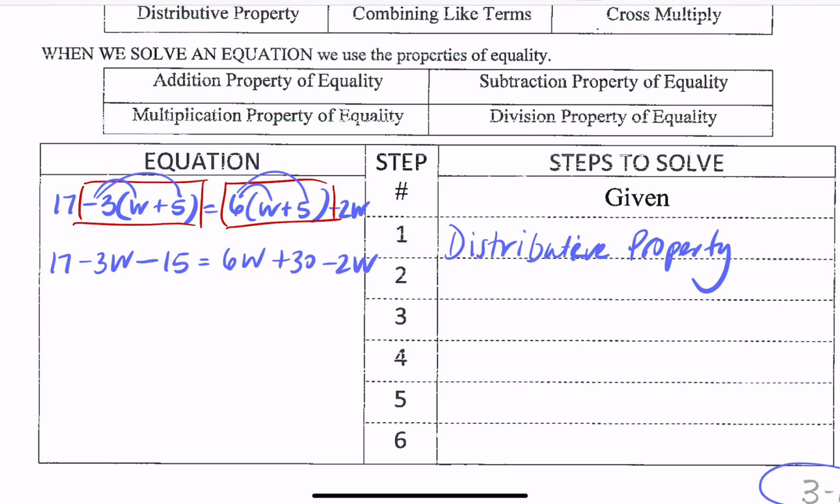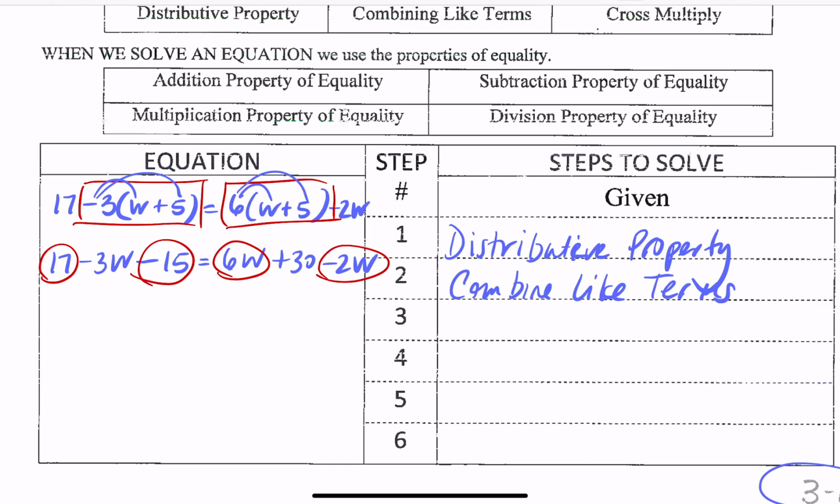Okay, so next step, combining like terms. I do have some like terms to combine. I'm going to write combine like terms because that's my next step. When I look, I have 17 and a minus 15 to combine on this left side, and on the right side, I have a 6w and a minus 2w. So on the left, I end up with 17 minus 15 is 2. And then I bring down my minus 3w equals 6w minus 2w is 4w plus 30.